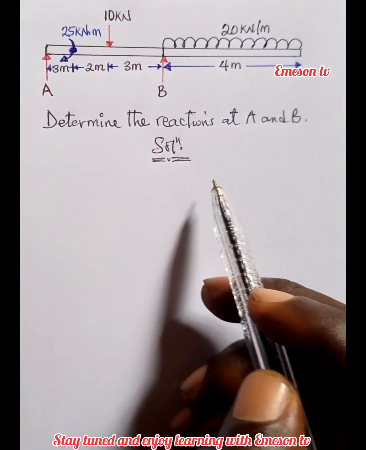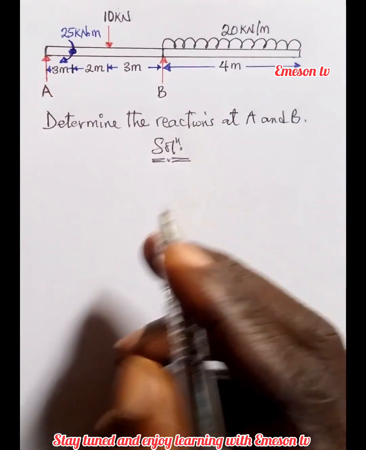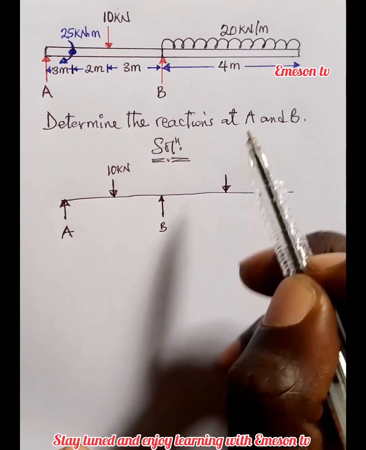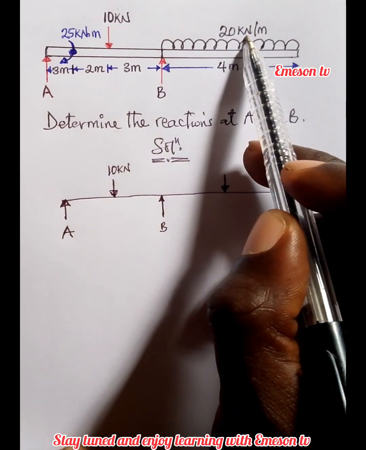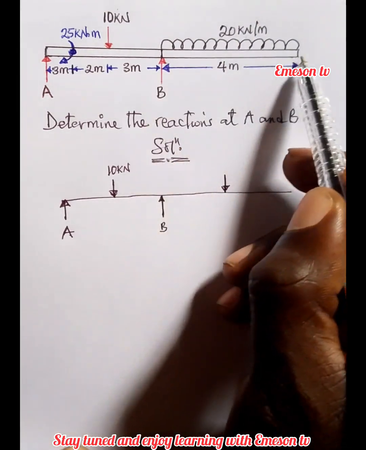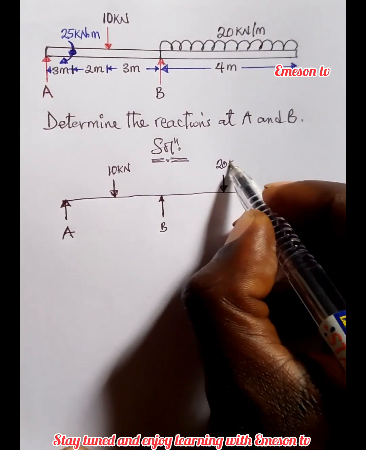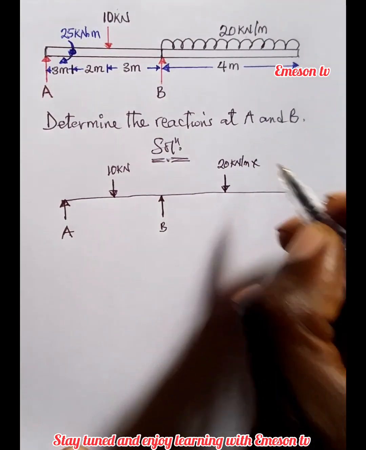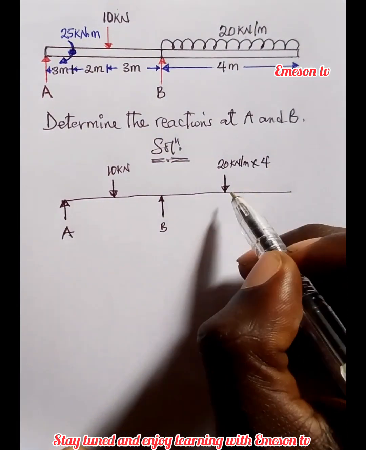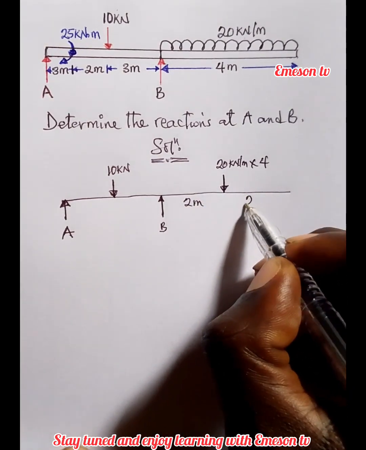So we have to convert it to a point load. That is the first thing we need to do. We have to redraw the free body diagram for this. So let's go. At this point, this 20 kilonewton per meter, if converted to a point load, the resultant will act at the center of this span. At the center means we have 20 kilonewton per meter multiplied by the span, 4 meter, multiplied by 4. So it will act at the centroid of this span. So here will be 2 meter, here will be 2 meter.